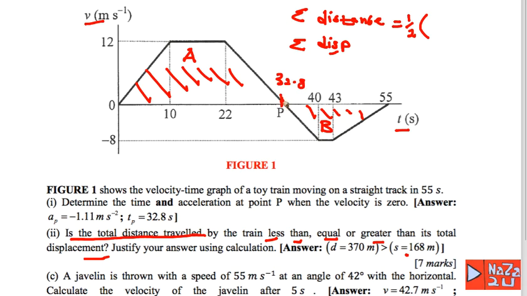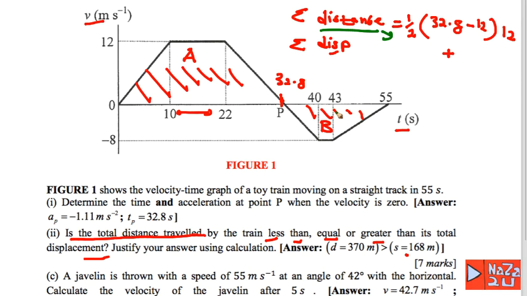32.8, yeah, the point here. So this is 32.8, right? Minus, the distance here is 22 minus 10, which is 12, right? And the height here is 12. This is the first part, plus. This is for the distance, right?